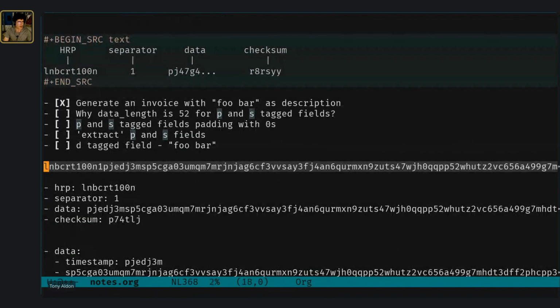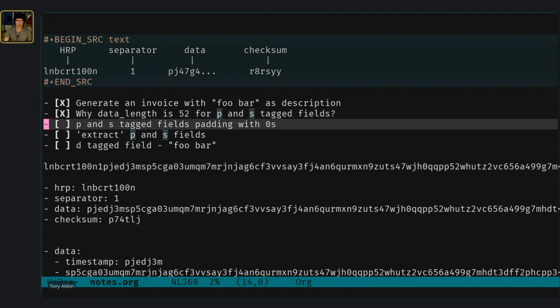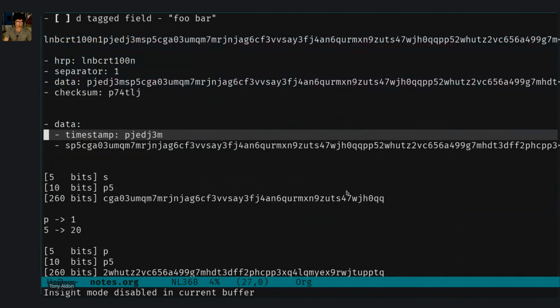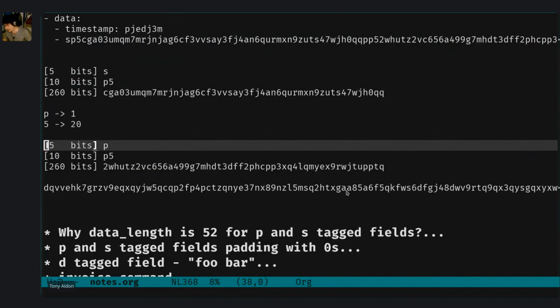What was the plan of today? Because if we do that, PS target field padding with 0, so I think we are on the way. Extract P and S field. I think that this is what we've done, and we are good on time. If it doesn't bother you, I will just take a little break of 10 seconds and drink, and think on how we continue.